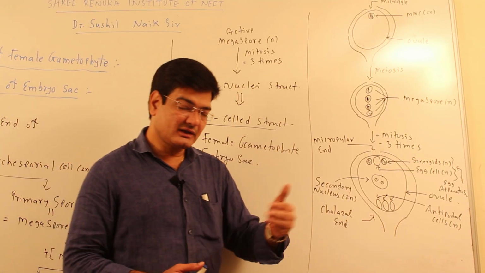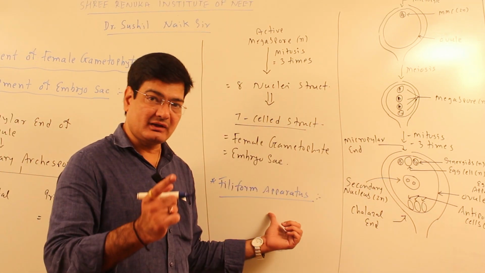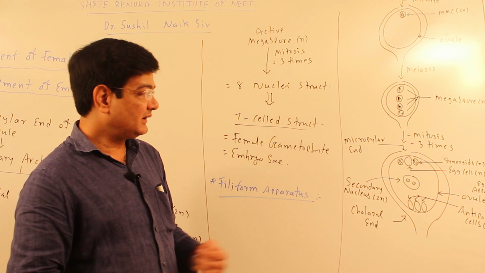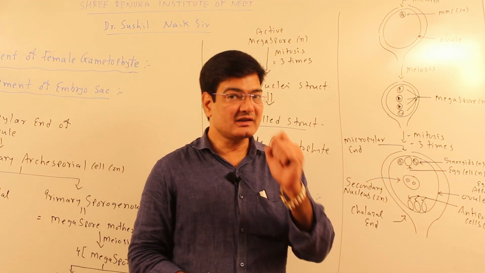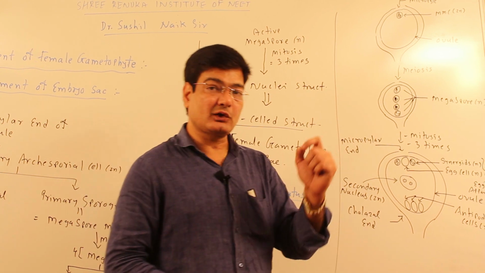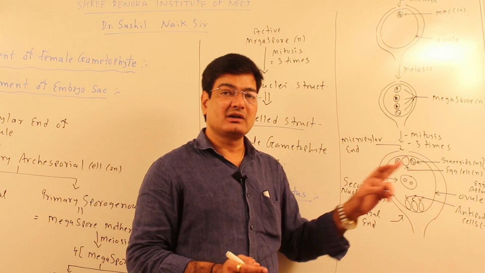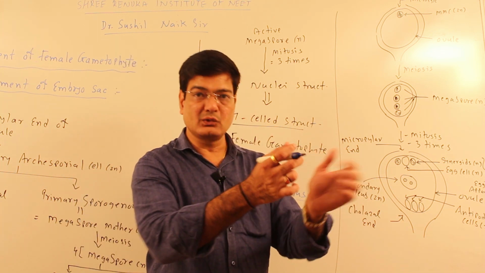Another structure associated with the embryo sac is the filiform apparatus. Here, the synergid cells in the egg apparatus have some cellular thickenings towards the micropylar end, and this structure collectively constitutes the filiform apparatus. Simply, the 2 synergids themselves constitute this structure.